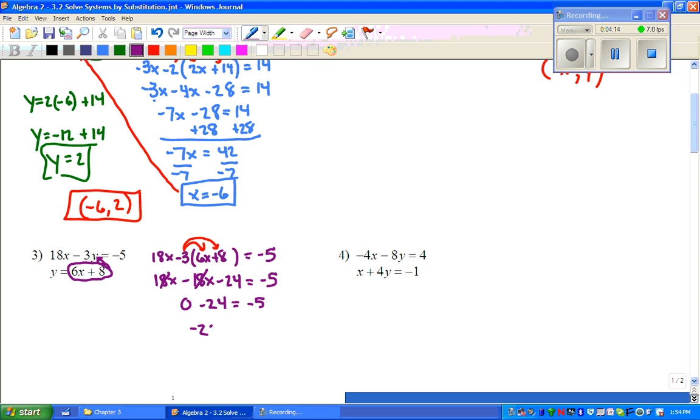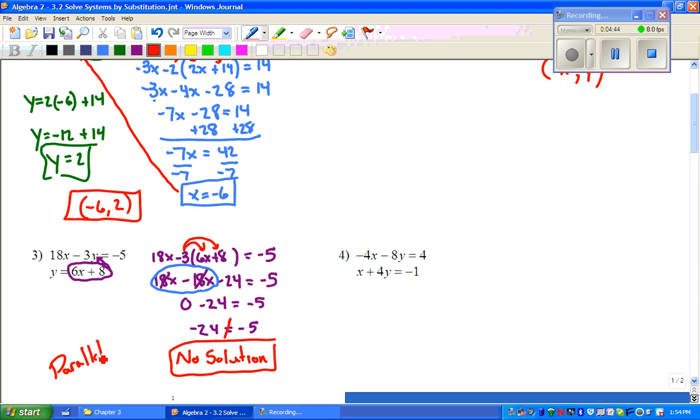So you end up with negative 24 is equal to negative 5, because your variables right here took you to 0. So, does negative 24 equal negative 5? Well, we know that that's not true. So here's what happens. Whenever you end up with something like this that's not true, you know that you're going to have no solution for your system of equations, which we know means that my lines are going to be parallel. They're never, ever, ever going to intersect.